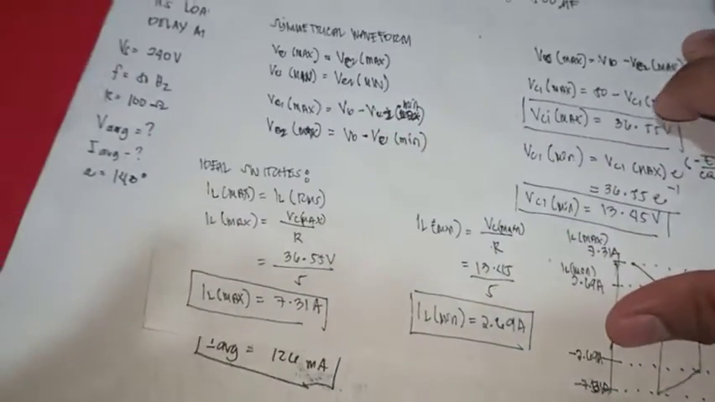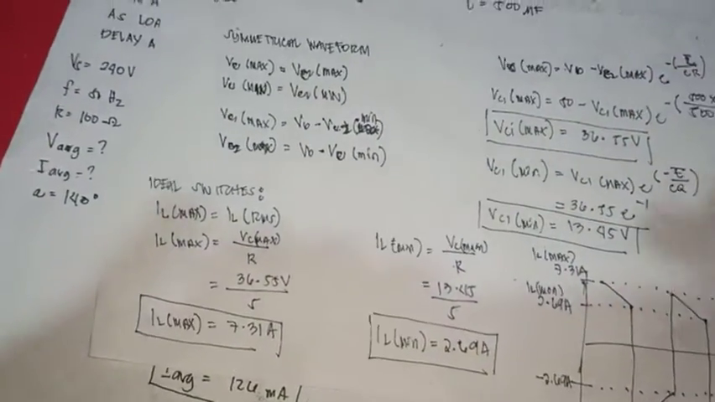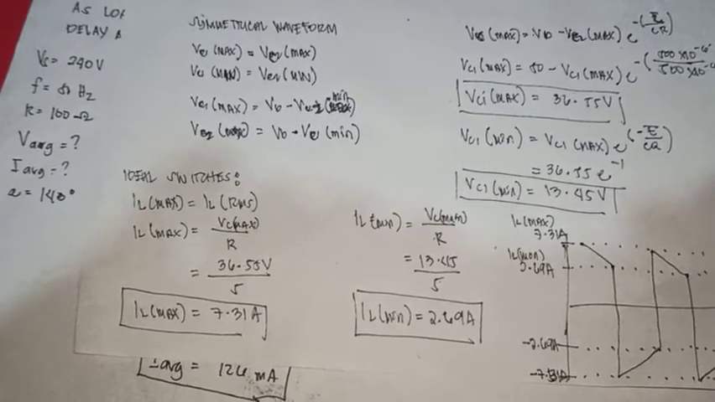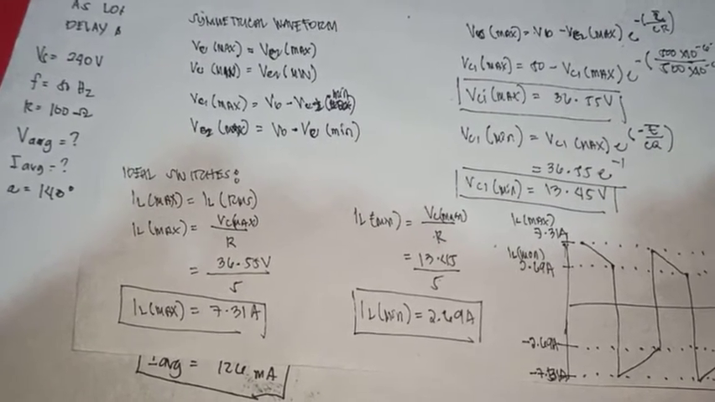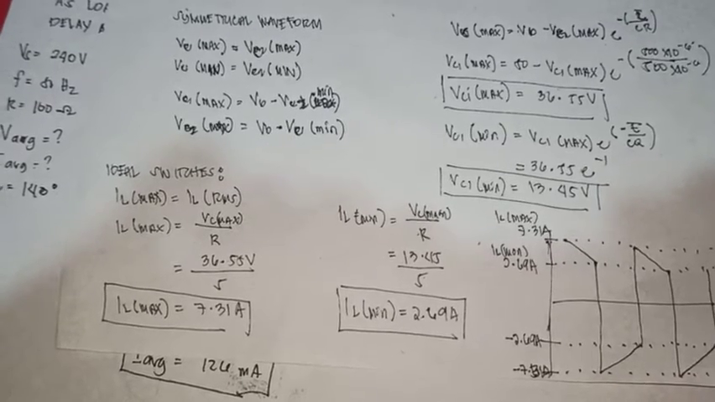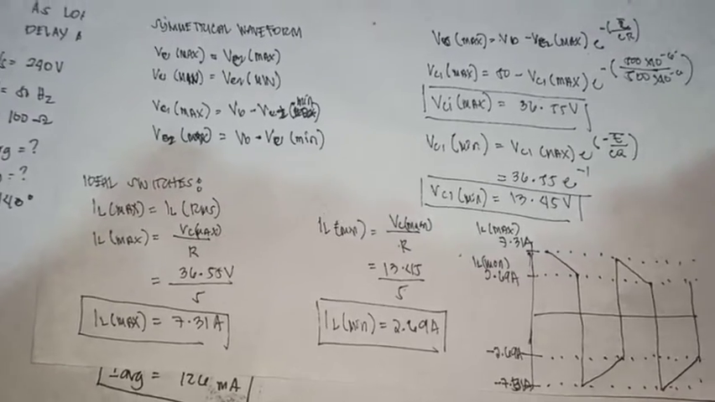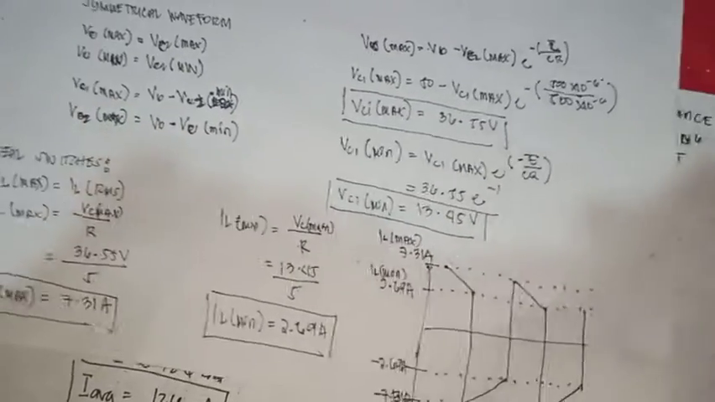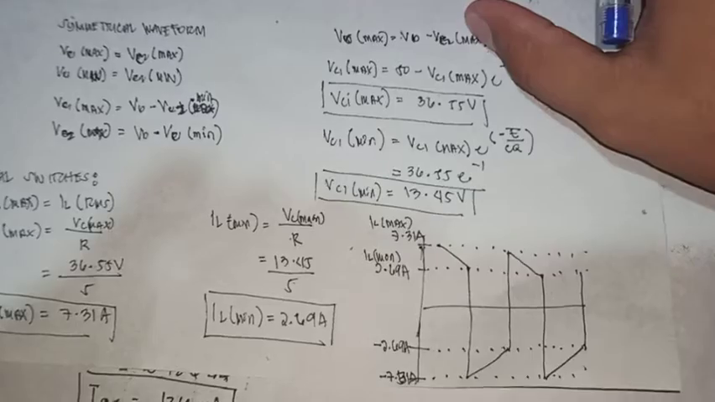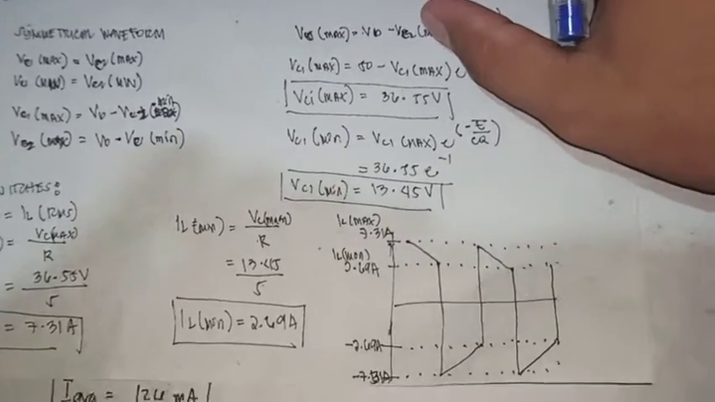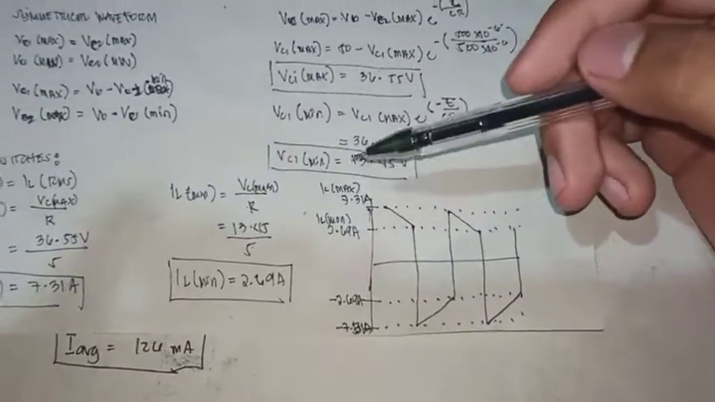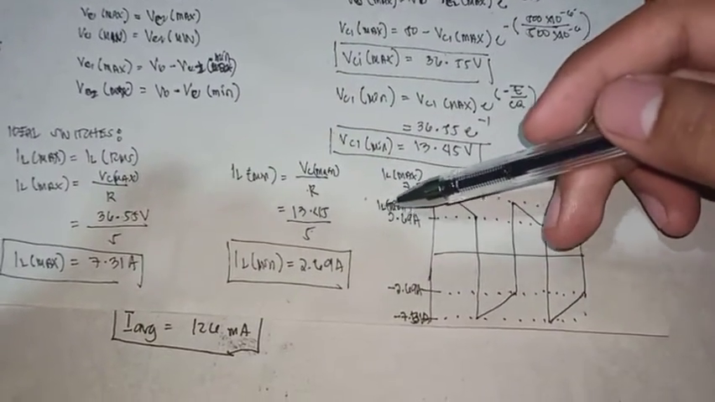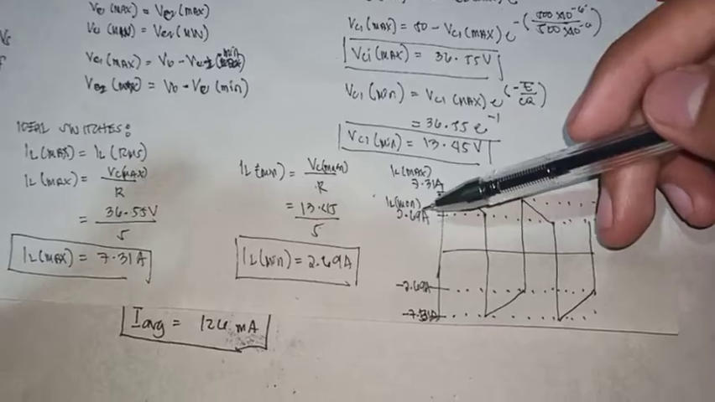Plug in the values. Next are the switches. IL max is equal to VC max over R, so 36.55 volts over 5 gives IL max equal to 7.31 amps. Then IL min equals VC min over R, so 13.45 over 5 gives 2.69 amps. Then sketch the two currents, the minimum and maximum current.